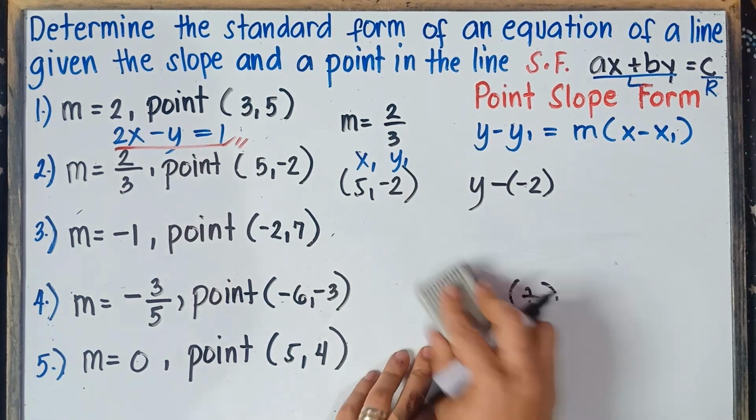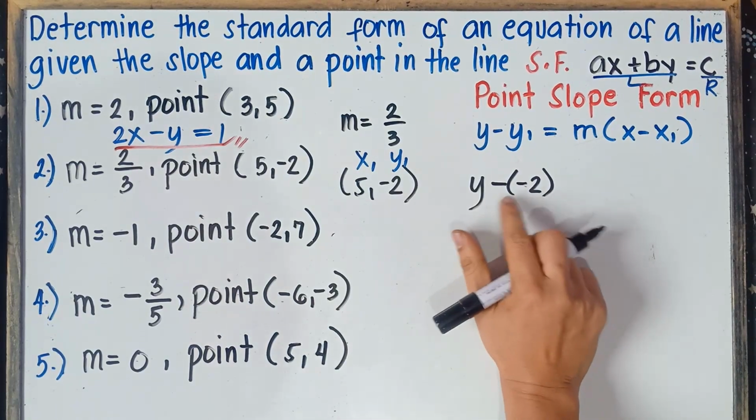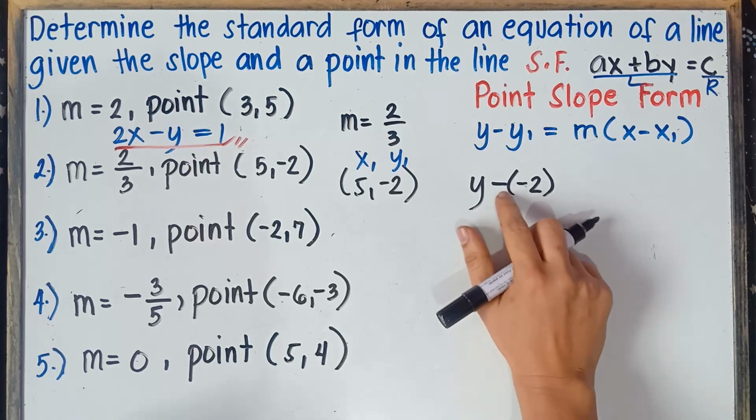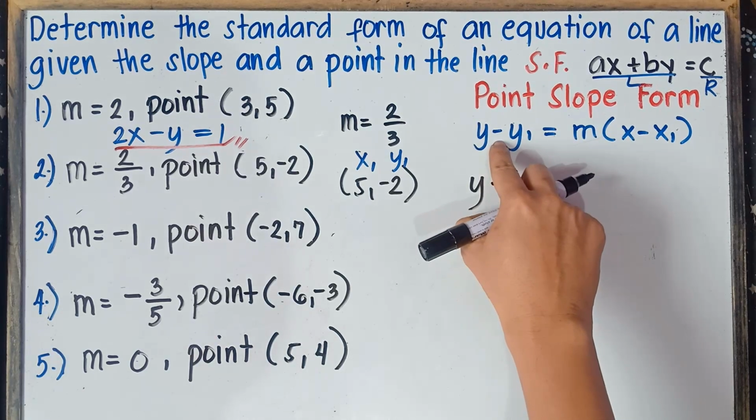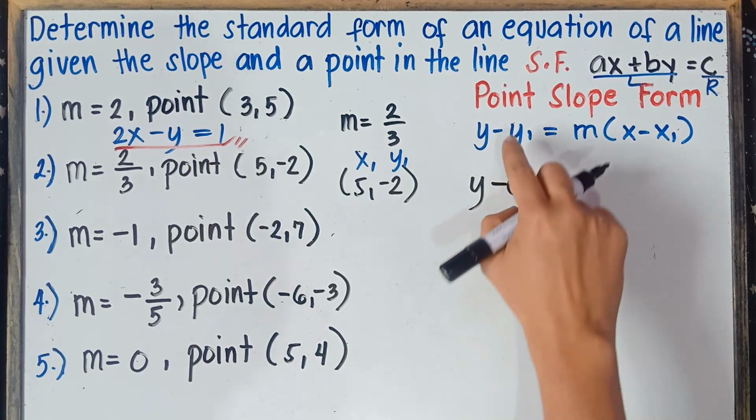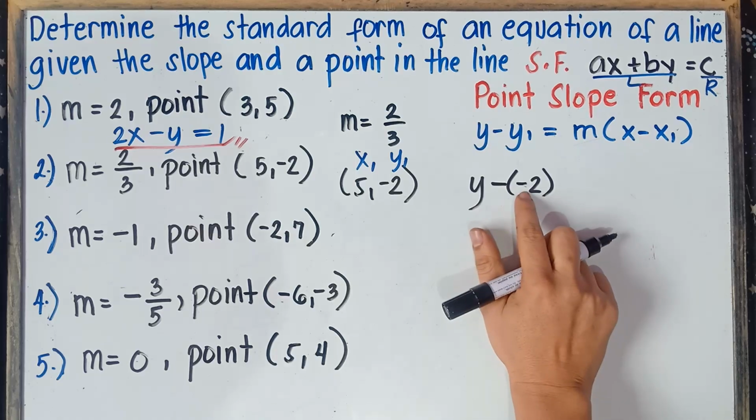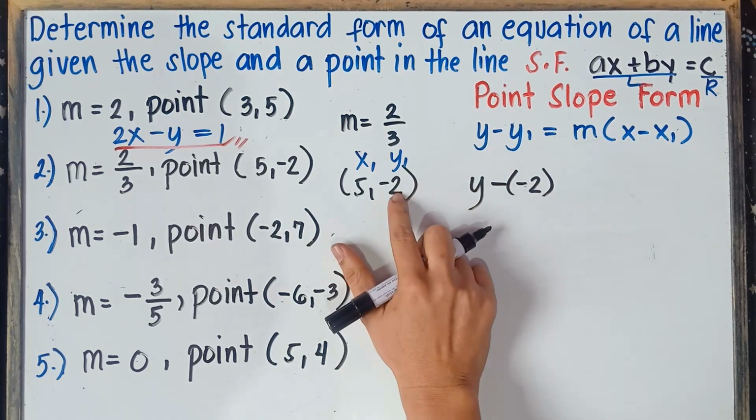Now, you will be asking questions, sir, why do we have two negatives? Now, the first negative, class, this one right here, came from the formula. It says minus. Once again, class, the first negative came from the formula. And then this negative 2, class, came from the value of y sub 1.